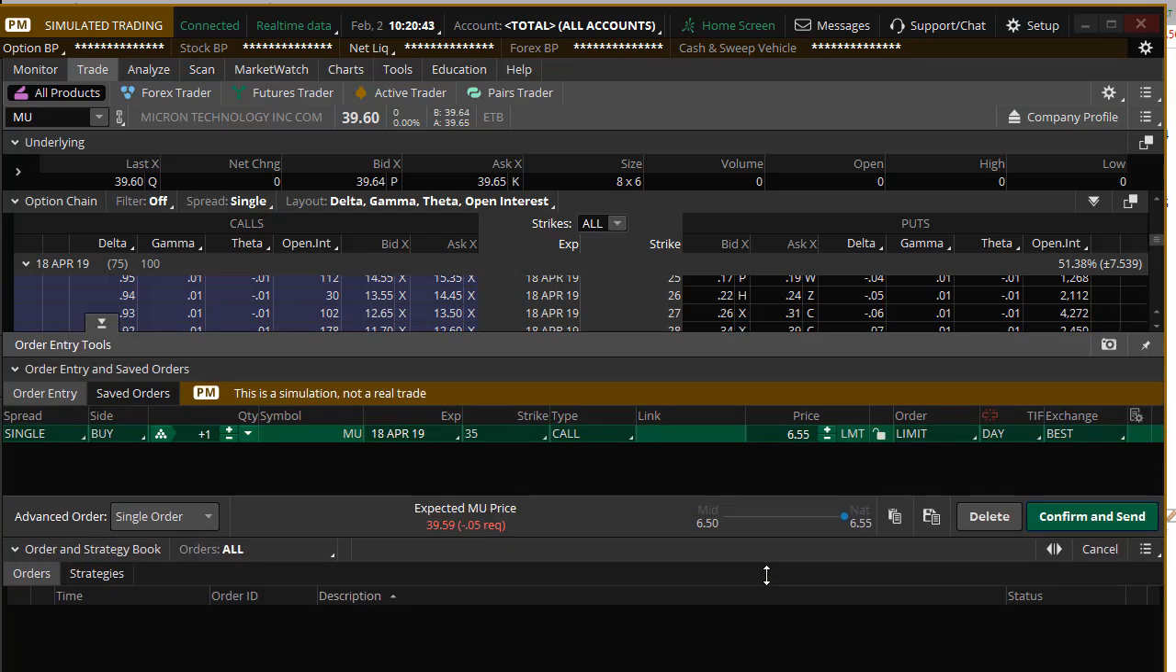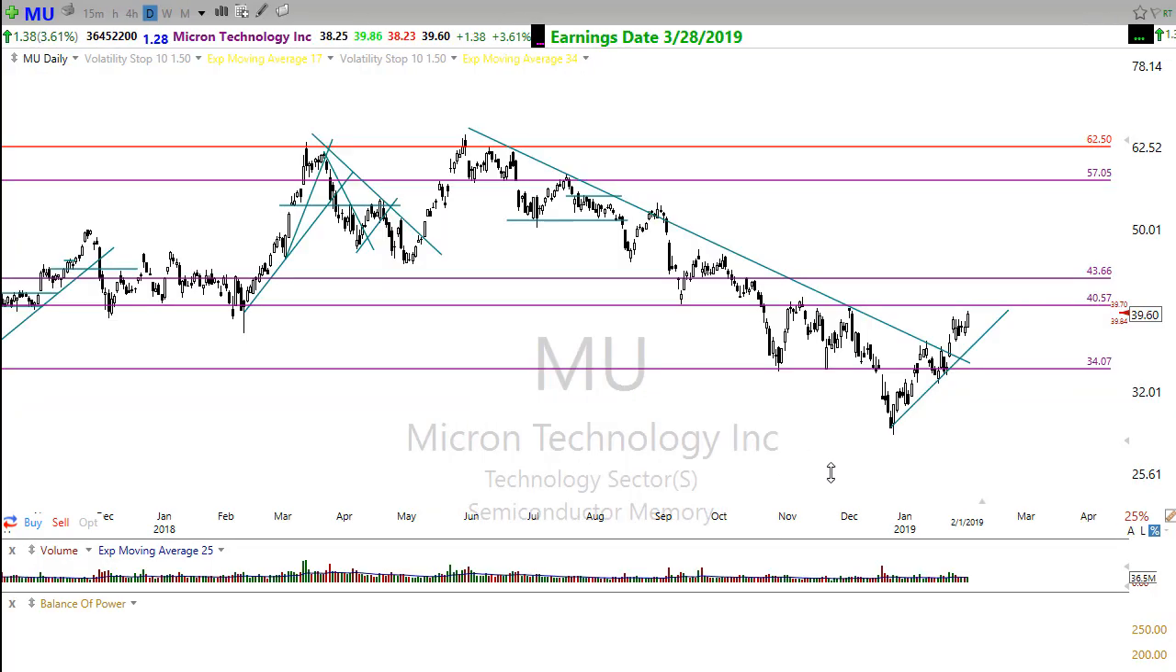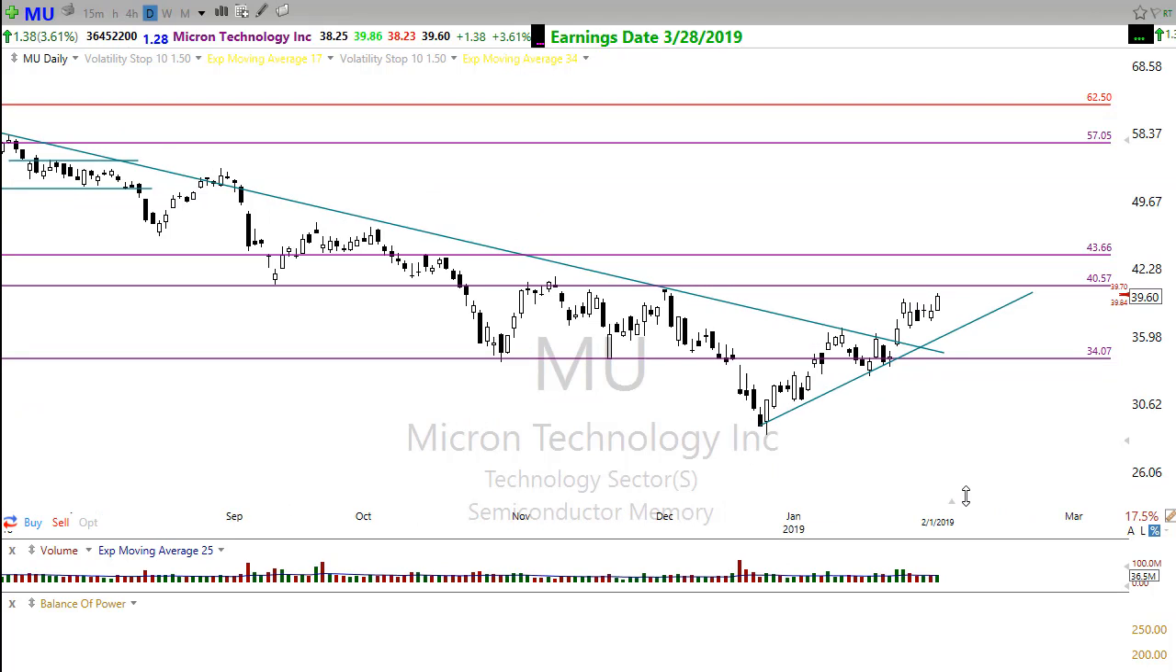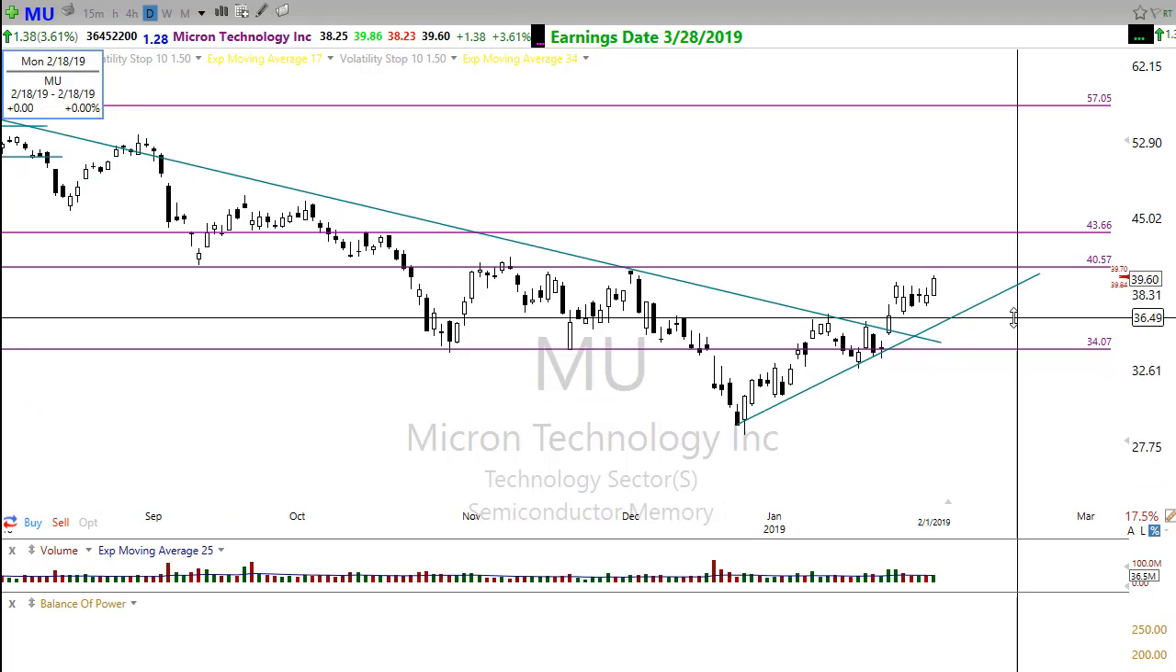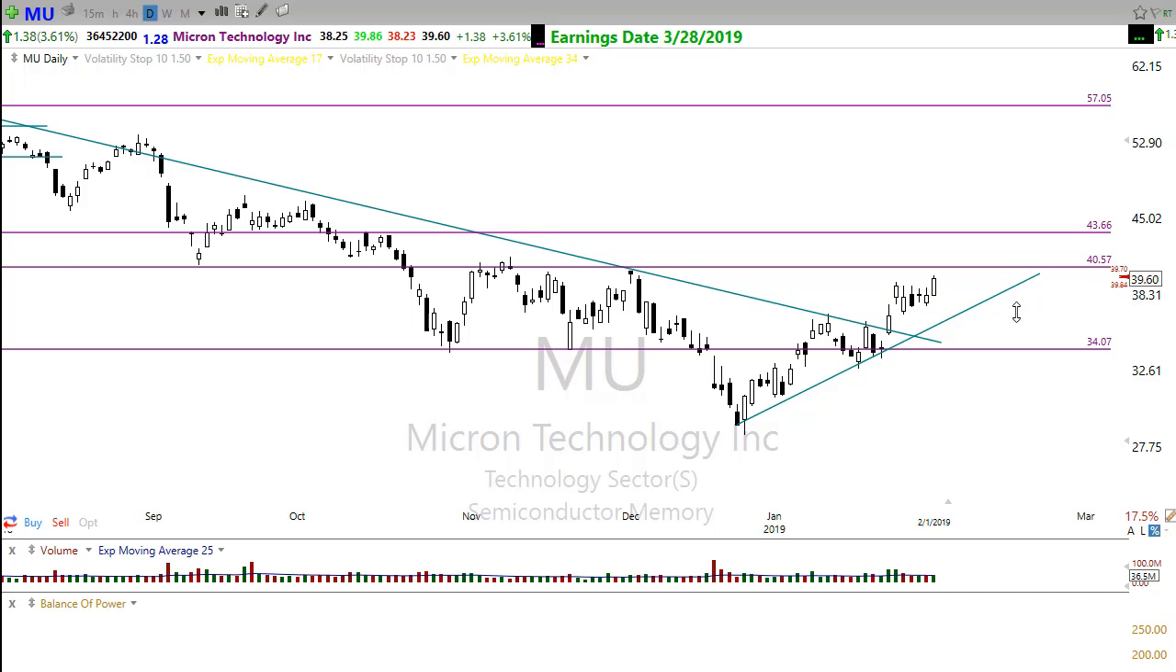Now, if we buy that April 35 call, hopefully we'll catch it down here around $6.50 or something like that. But we know we've taken $650 risk in the trade. We know by looking at the chart on MU, we're going to place a stop loss, right? If the stock were to fail back down below this support area, we no longer want this trade, right? So we'd have a stop loss in there automatically to reduce the risk of this trade. All right.